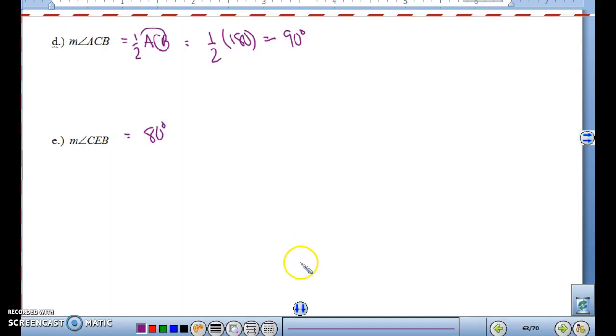Okay, so that is inscribed angles. The measure of an inscribed angle is equal to half the measure of the arc it intercepts, and the arc it intercepts is equal to twice the measure of the angle.